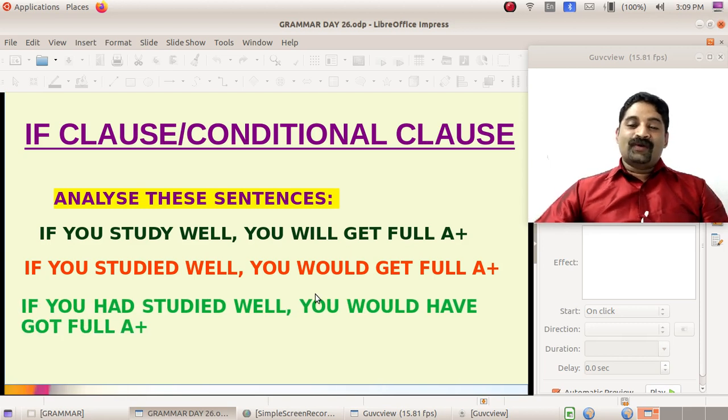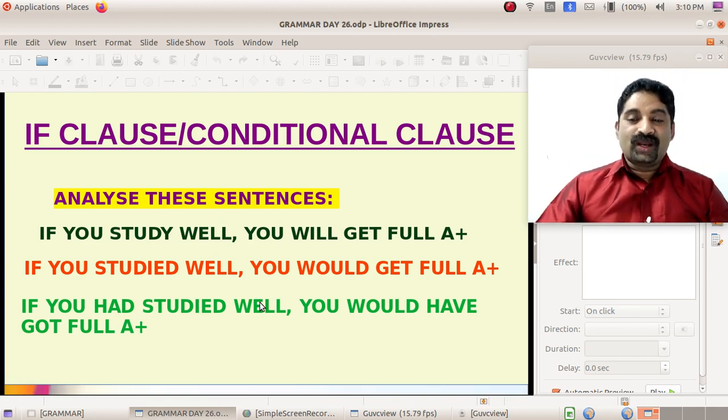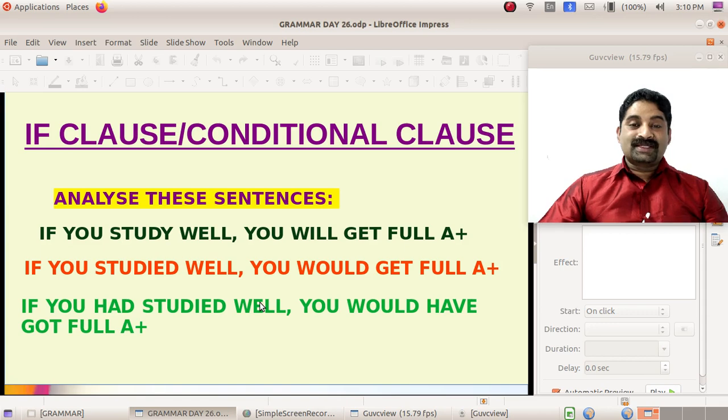And when you finish the exam and when you come after the result to get your SSLC book and the TC from the school, this may be the sentence to some, not to everyone, maybe to few. We may be saying the same dialogue. If you had studied well, you would have got full A+. If you had studied well, you would have got full A+.